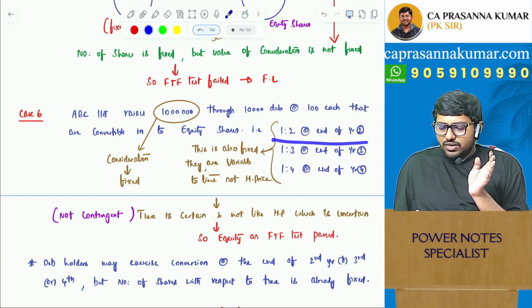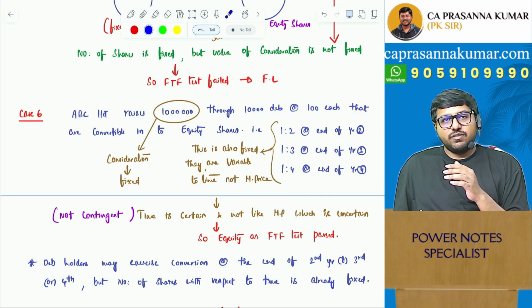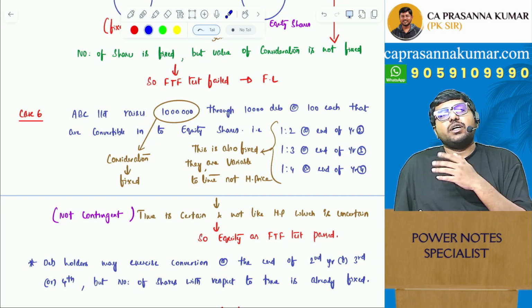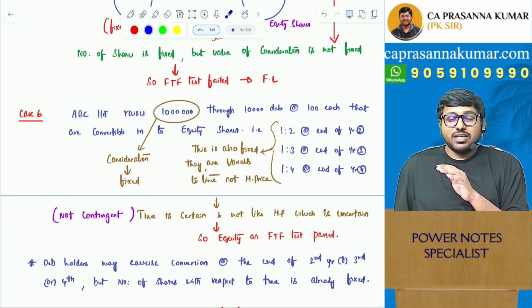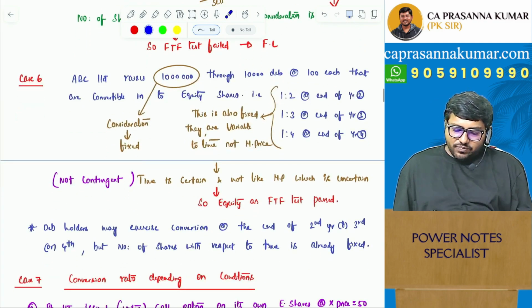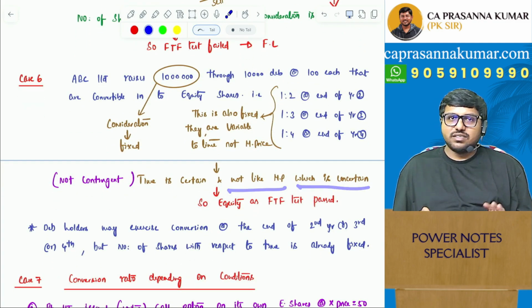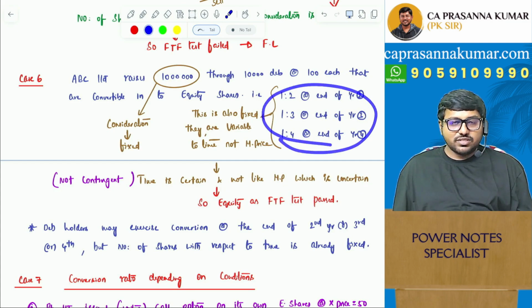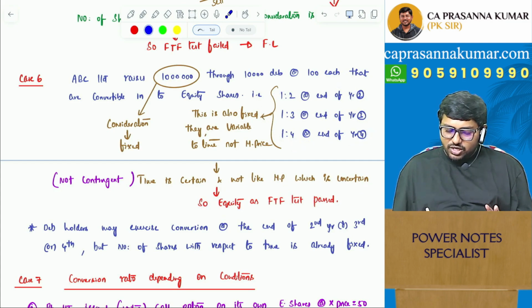So when you're going to redeem, depending upon that, if you redeem early, less number of shares. If you redeem late, more number of shares. You got the point? So therefore, time is certain and not like market price, which is uncertain. Here with respect to time only, this is happening. So therefore, the fixed to fixed test is passed. So it is still equity.